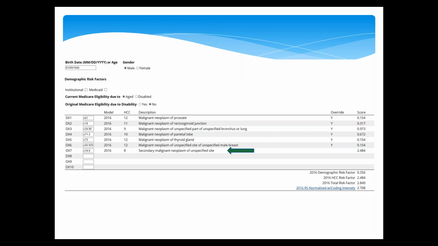So let's look at this patient. They've got 6 different types of cancer here: breast cancer, thyroid, parietal lobe, bronchogenic lung cancer, colon cancer, prostate. All of those are overridden once you put in secondary malignancy. So any kind of MET completely overrides all of those other HCC categories, and now the risk score that you get is a 2.484.